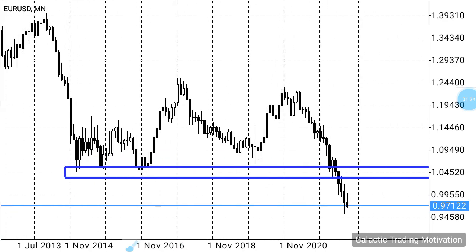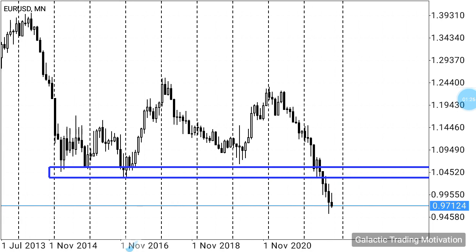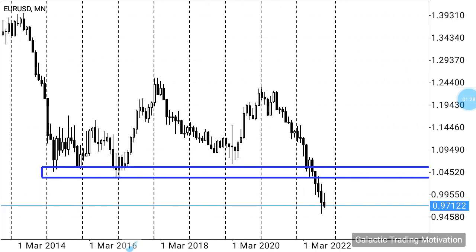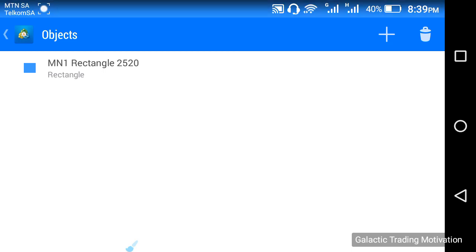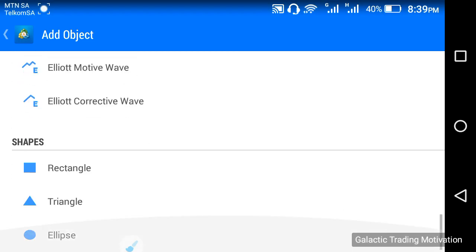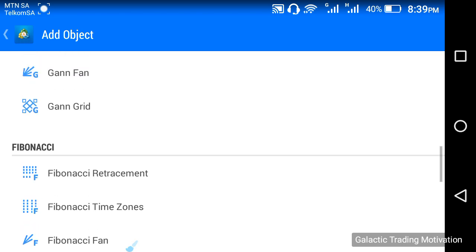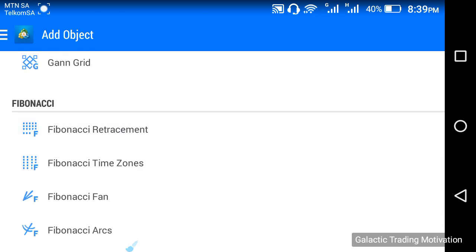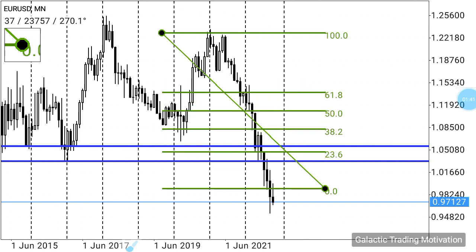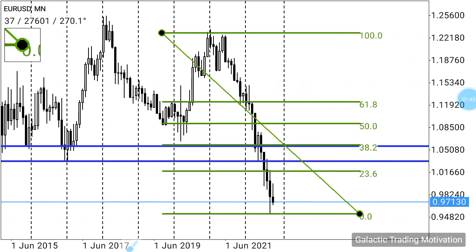So the next thing that I'm going to do in regards to this particular structure is utilize the Fibonacci retracement tool just to see if the neckline aligns with any key numbers. So just bear with me. Fibonacci, there we go.